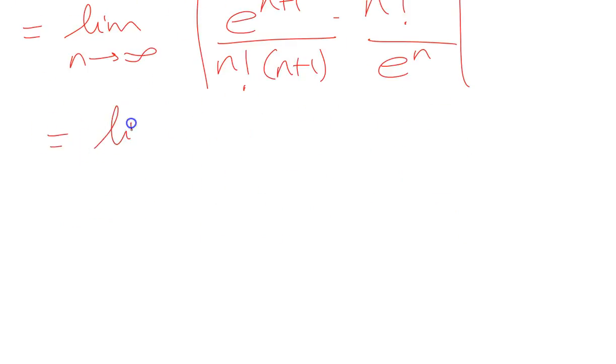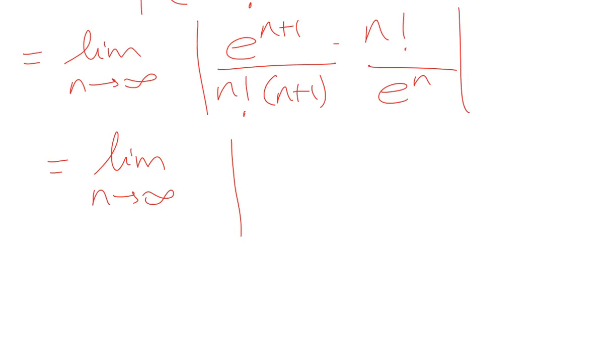Okay, so limit as n goes to infinity. Okay, when you rewrite, guys, they'll get cancelled. So I'll have an n plus 1 in the denominator. And I'll have an extra e in the numerator. Don't think so? Because this is e to the power n plus 1. You have an extra e in the numerator. This is e to the n.